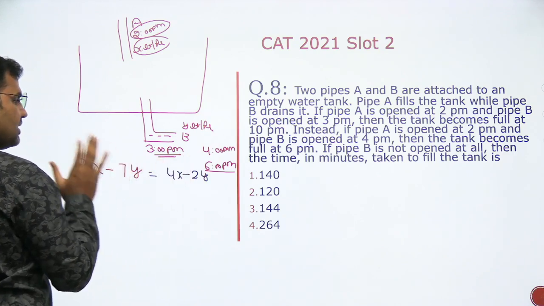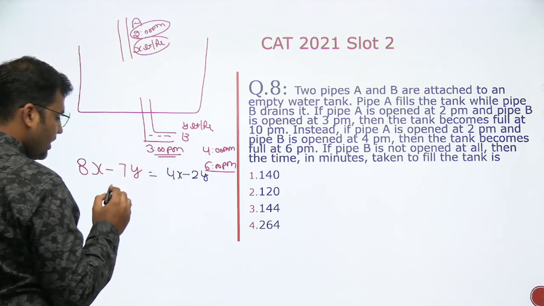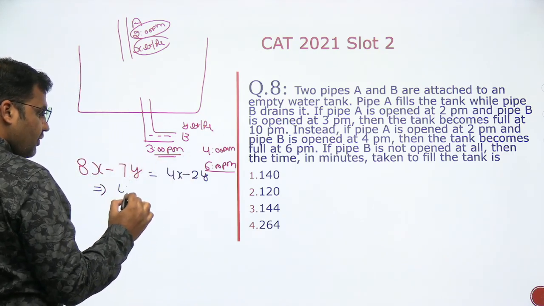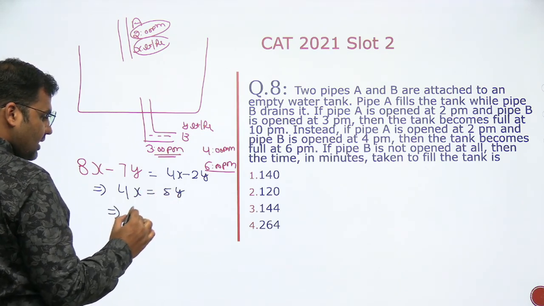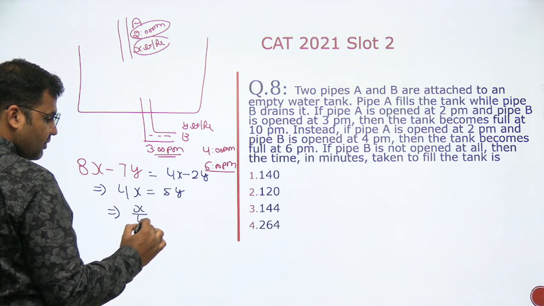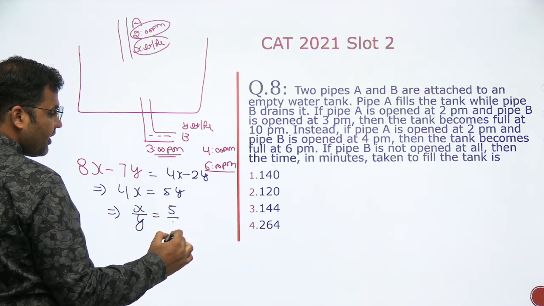So, this capacity is supposed to be the same as this capacity. So, can you see this now? 4x will be equal to 5y. Now, this gives you a direct relationship between x and y. X upon y becomes equal to 5 by 4.